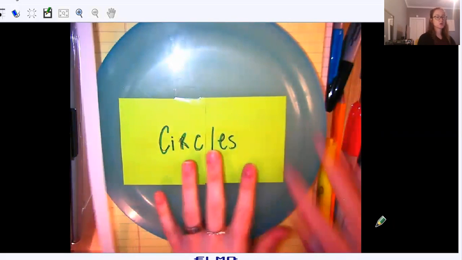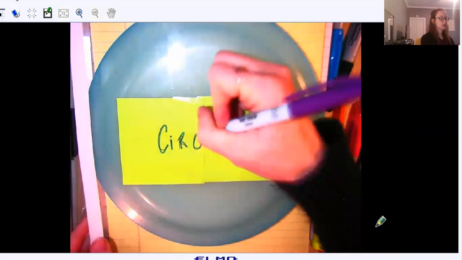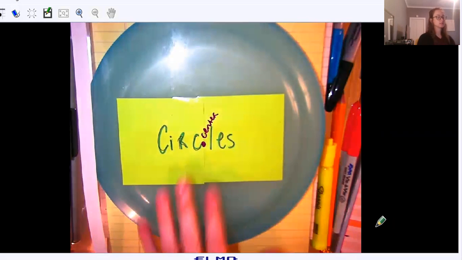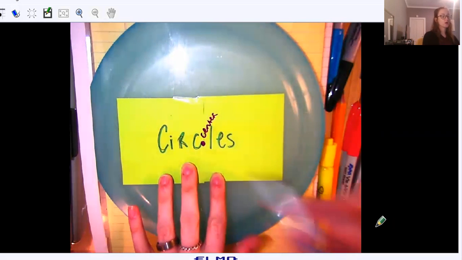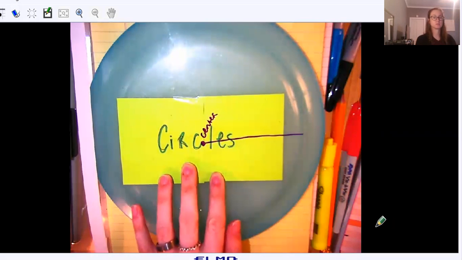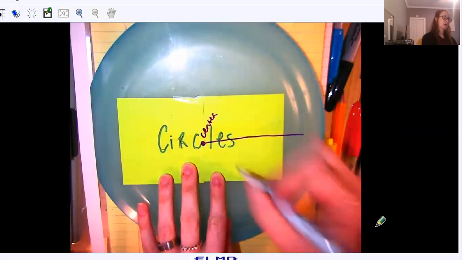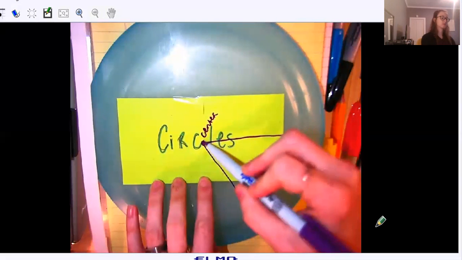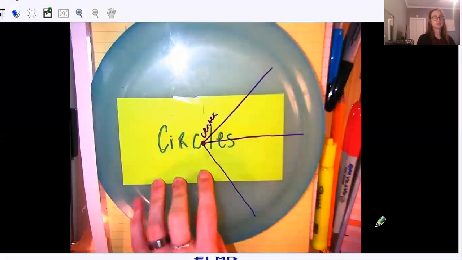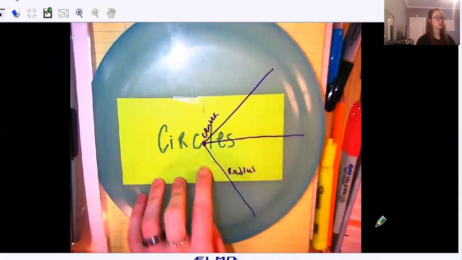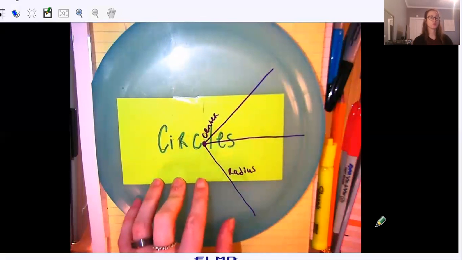So in a circle, you always have a center point. And this center point is always going to be the same distance away from the outer edge of your circle. So we'll just use the inside of the frisbee for that. And that distance all the way to the edge for every single line like that is called a radius. It's just from the center to the rim of the circle.